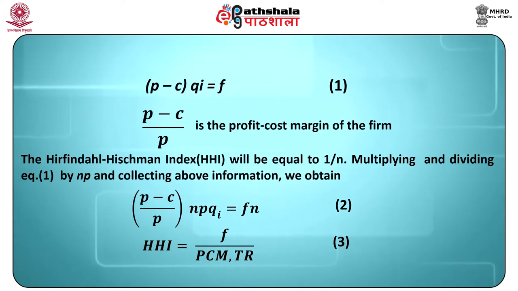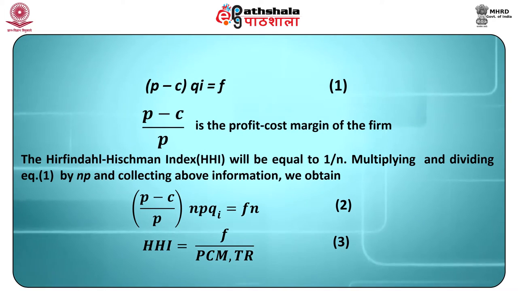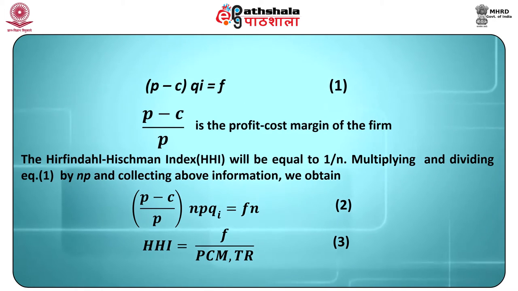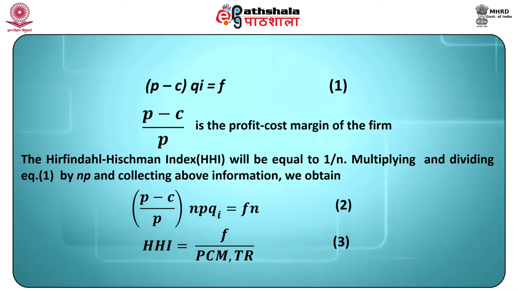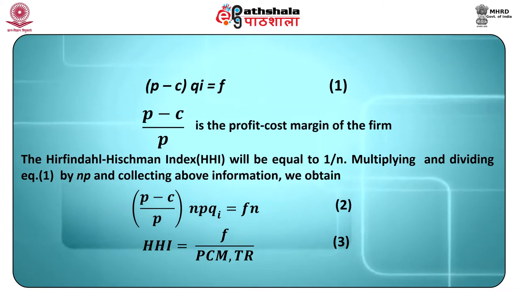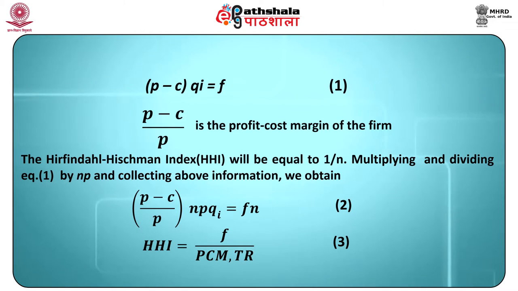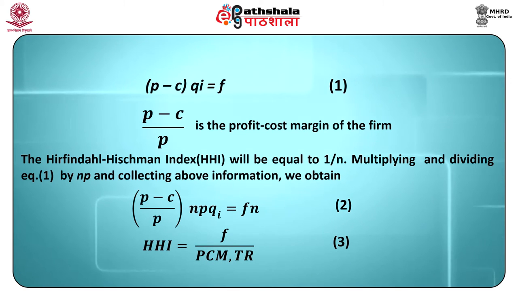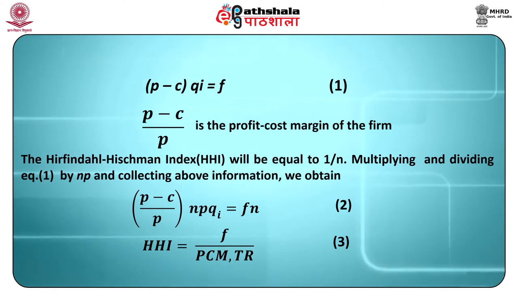Also denote the total revenue of firm, P times Qi, by TR. Note that when all firms are symmetric and there are n firms in the industry in stage 2, the Herfindahl-Hirschman index, HHI, will be equal to 1 upon n. Multiplying and dividing equation 1 by NP and collecting the above information, we obtain (P minus C) upon P, times PQi, is equal to F. Second, that is, HHI is equal to F upon PCM into TR.